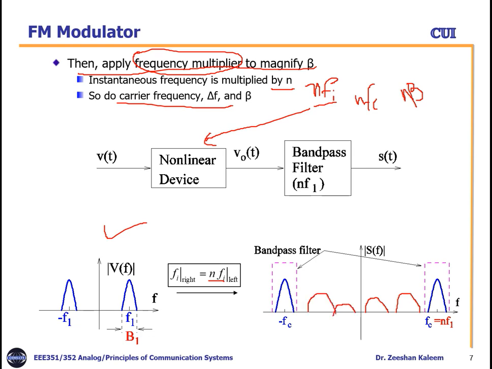But we need this carrier frequency, right? FC is NF1. For example, N can be 3. So 3 F1, right? So we need to ignore the 2 F1. This is 2 F1. This is F1, right? So we need to ignore these terms, and to ignore these terms we use the band pass filter. This dotted line means filtering. So after filtering, we can get the desired modulated signal.